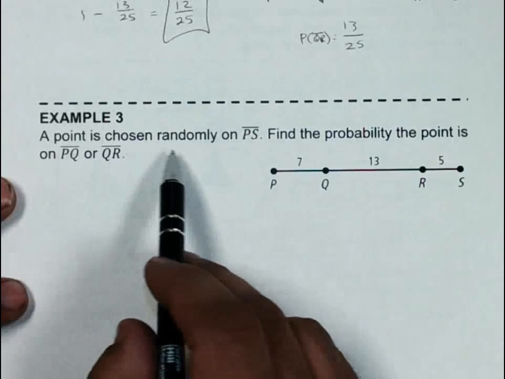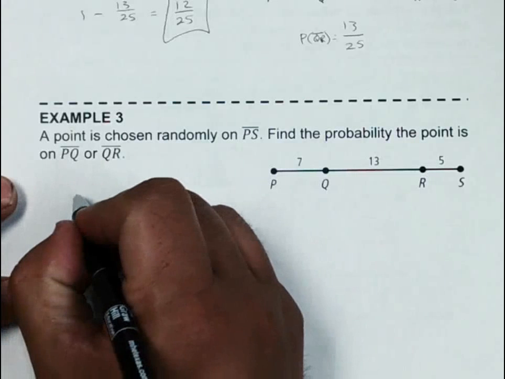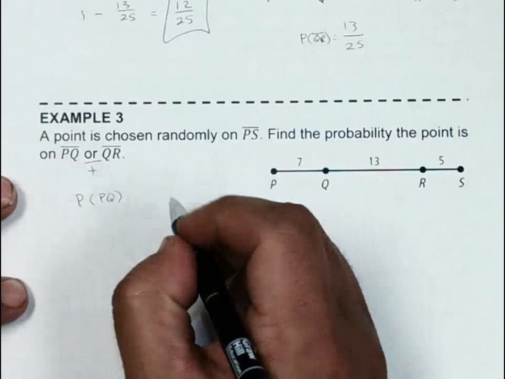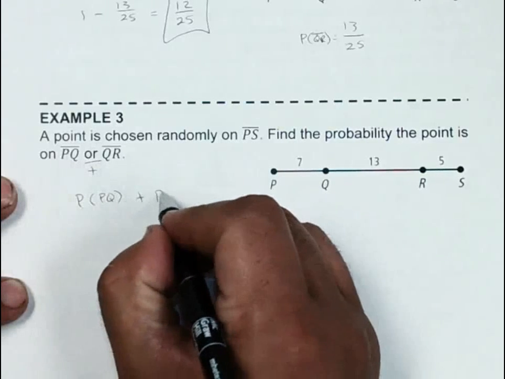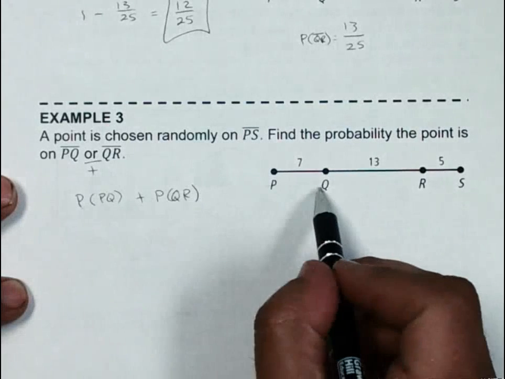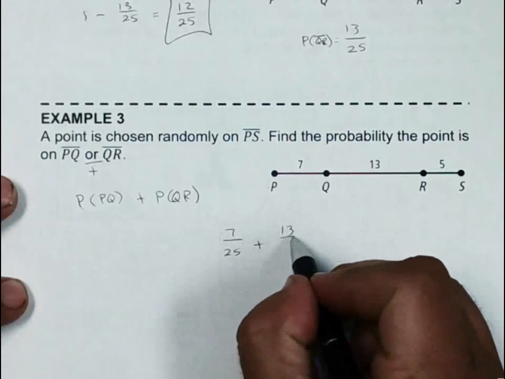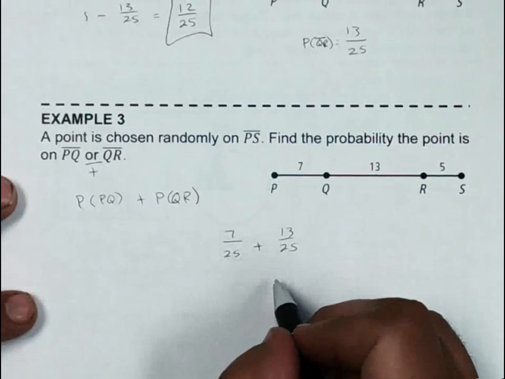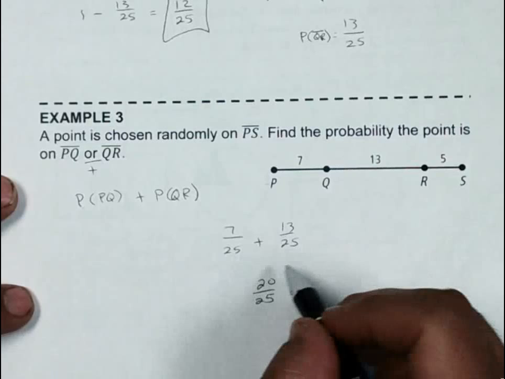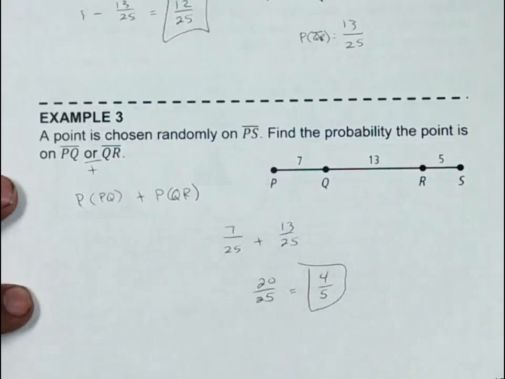Alright, for this one, the point is chosen randomly on PS. Find the probability that the point is on PQ or QR. "Or" is going to be our plus sign. So I want the probability that it's on PQ plus the probability that it lands on QR, and I'm going to add those two together. PQ would be 7 out of 25, and this would be 13 out of 25. If I add those two together, that's 20 over 25, which would reduce. You always want to put these in lowest terms. That's going to be 4/5 as your answer.